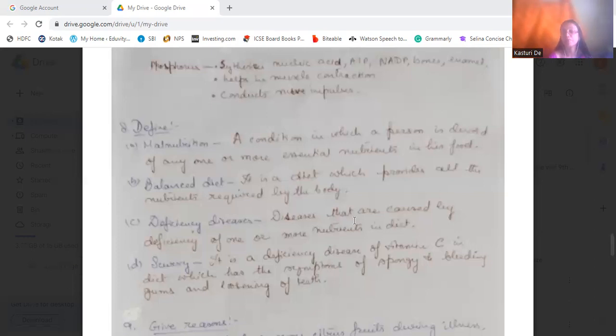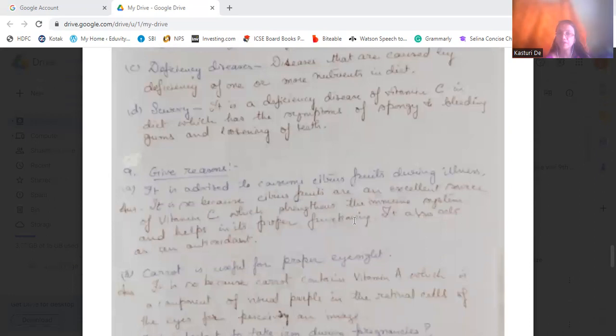Now the scurvy. Scurvy is a deficiency disease of vitamin C, in which, if vitamin C is not present in the diet, that causes scurvy. That causes a disease which is scurvy. Okay, and its symptoms are spongy and bleeding gums, loosening of the teeth. Teeth become loose, gums bleed, and become spongy, not tough.